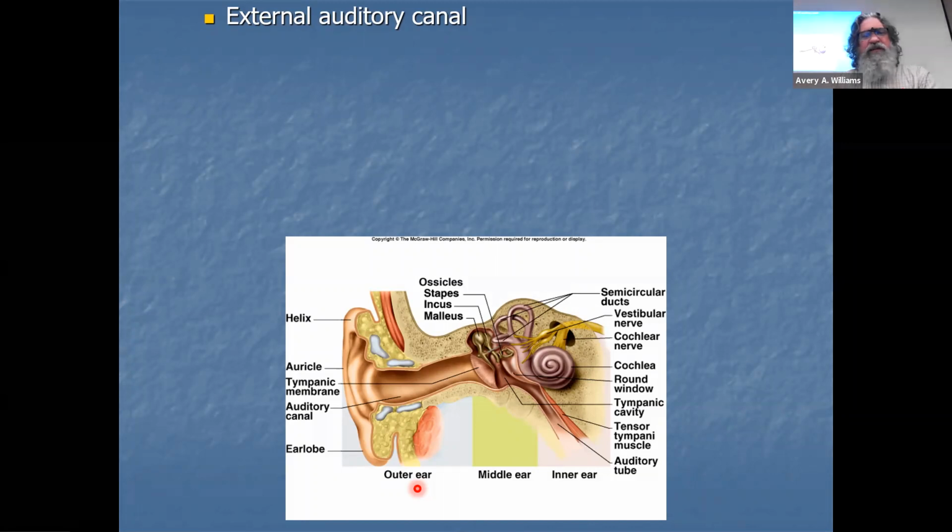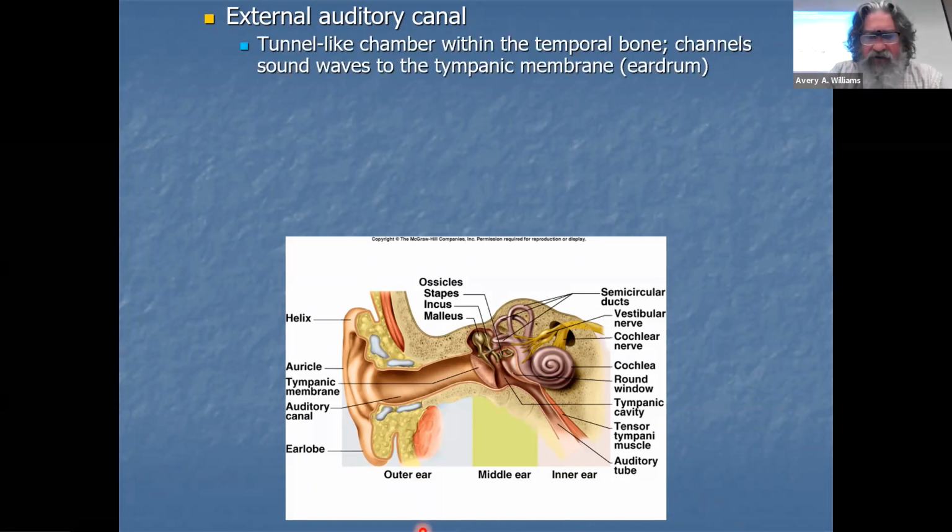From the auricle, you move into the external auditory canal. That's this tunnel right here, see right there? A tunnel-like chamber within the temporal bone, it channels sound wave energies to the tympanic membrane. That's your eardrum, see right here? That's where it stops. Your eardrum is basically the boundary between the outer ear and the middle ear.